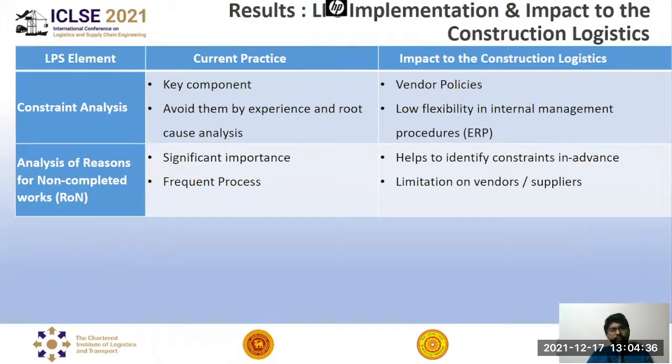And coming to the constraint analysis, another key feature in the last planner system. This is under the current practice, which is identified significantly, and also the constraints are avoided by experience and root cause analysis. And also we could see the impact that certain vendor policies are coming up as constraints.